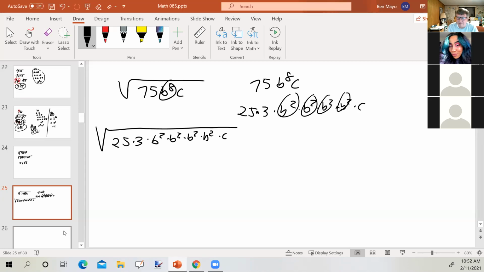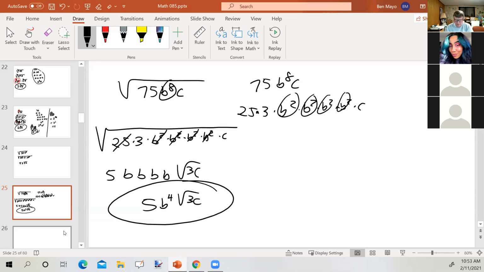So I took b to the 8th and wrote it as b squared four times. Taking the square root of 25, I get 5. The square root of 3 doesn't get me anywhere. The square root of b squared is b, and the same for each of the four factors. And I've got 3c left inside. So I've got 5 b to the 4th square roots of 3c. Now, that's doing it the long way.